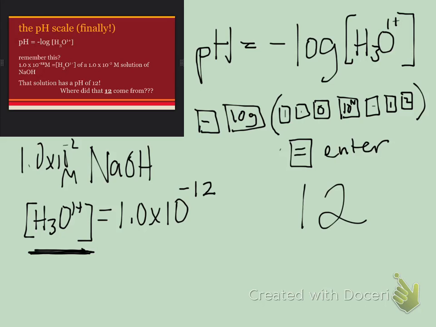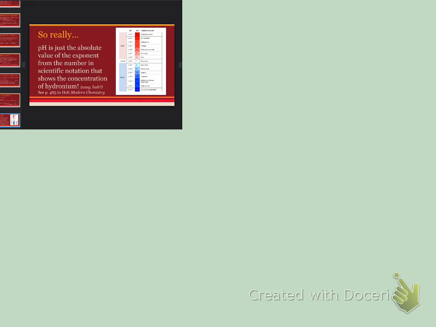12. What do you notice? Same as the exponent. Huh, that's weird. As long as this number is 1.0, the absolute value of that is your pH. Okay? As long as this is 1.0 times 10 to the anything, this number's absolute value is going to be your pH. That's fantastically easy. So, pH is the absolute value of the exponent from the number in the scientific notation that shows the concentration of hydrogen.